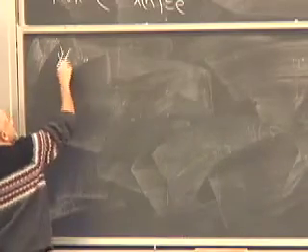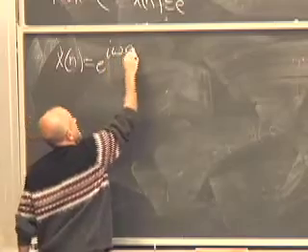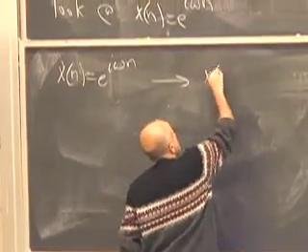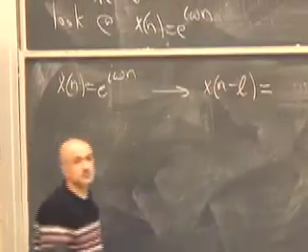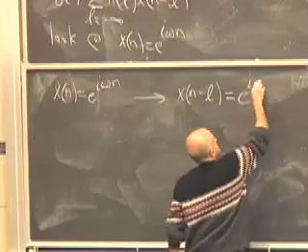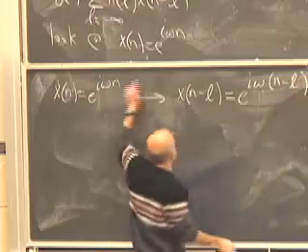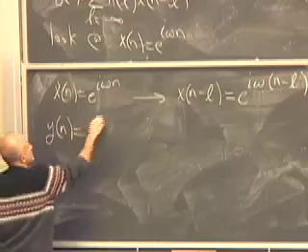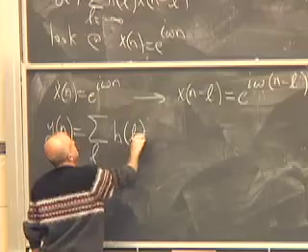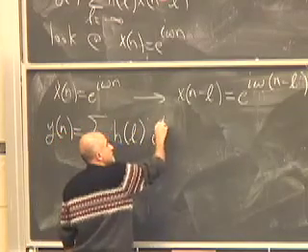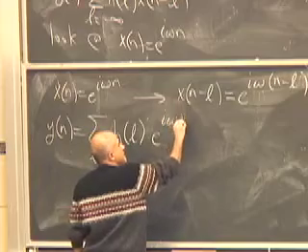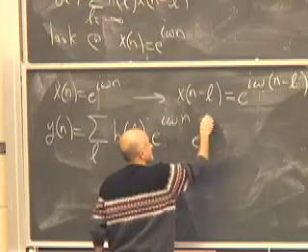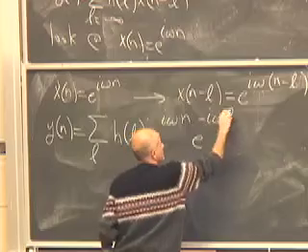So if x of n is e to the i omega n, I have x of n minus l in the summation. So what is x of n minus l? E to the i omega what? n minus l. Wherever you see an n, you replace it with n minus l. Okay? Now plug that into the convolution sum. y of n is the summation over l, h of l, e to the i omega (n minus l), which I can break up and say e to the i omega n and e to the minus i omega l.